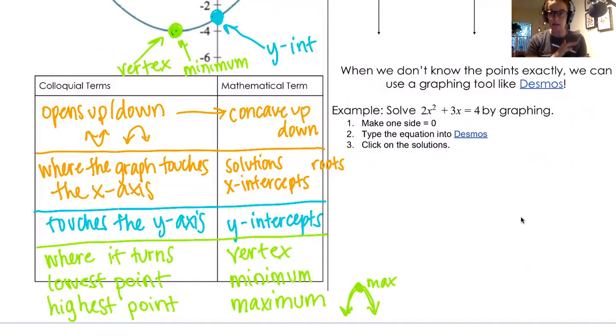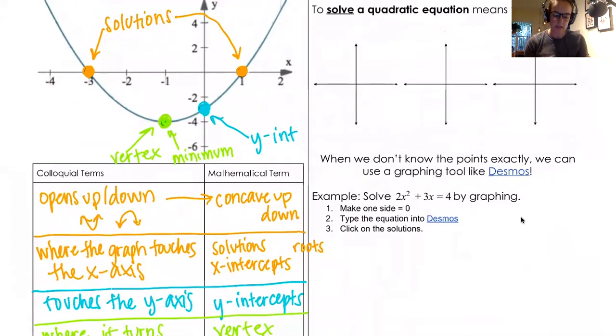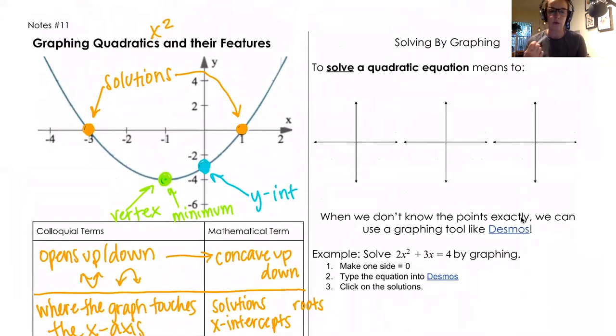So these are some things that we can use. They're called key features, things that we can use in order to talk about the graph. We can talk about it using its solutions. We can talk about it using the y-intercept. We can talk about the vertex, which might be a minimum or it might be a maximum.